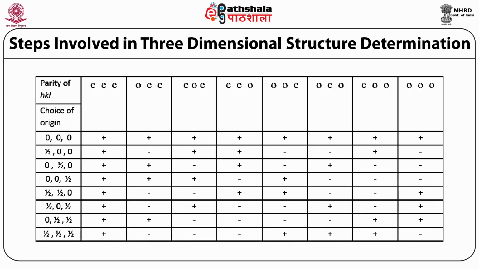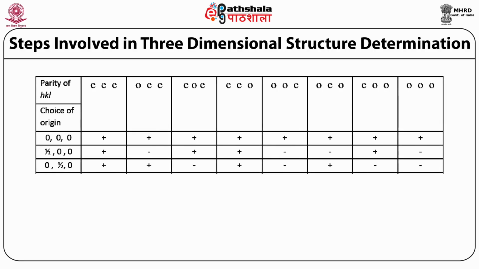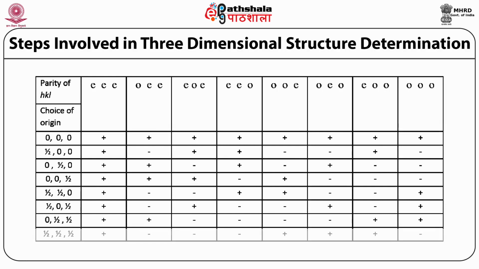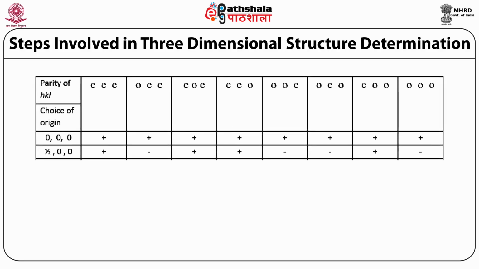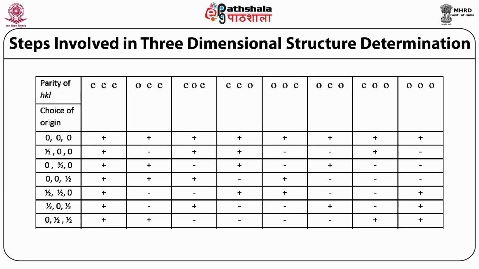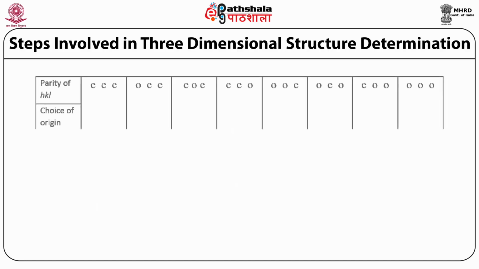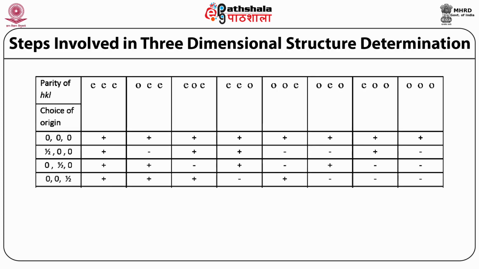This tells you how the sign changes when I move from 0, 0, 0 origin to half, 0, 0. Similarly, when the origin is moved from 0, 0, 0 to 0, half, 0, the translation is along the y-axis. Phase factor will be minus 1 power k. So now you are looking at the parity of k only in the 8 parities. Whenever k is even, the sign will be plus. Whenever it is odd, it will be minus. So we get the third row. Like that for 0, 0, half, the phase factor is minus 1 power L. Only when L is even it is positive; when L is odd it is minus. So we fill the row.